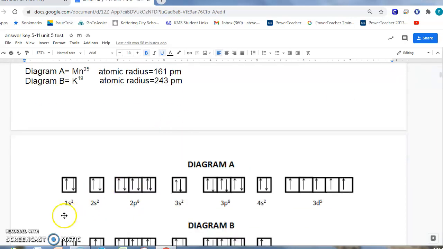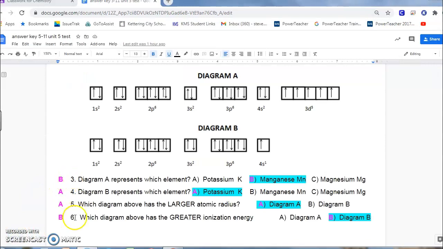Let's continue on. Okay, questions 3 through 6 are dealing with these diagrams right here. Here's an orbital notation of an element. Here's another orbital notation of an element. Now on these orbital notations, they left off the numbers above the boxes.